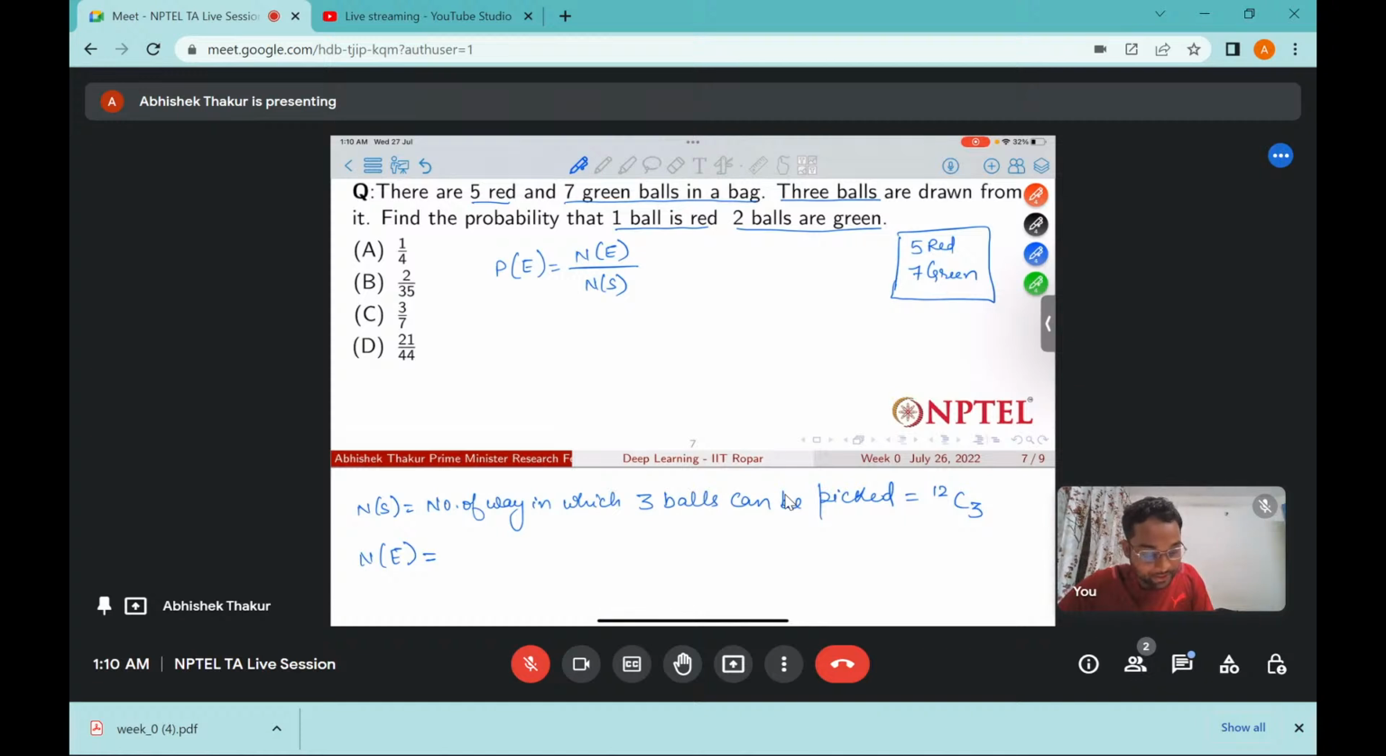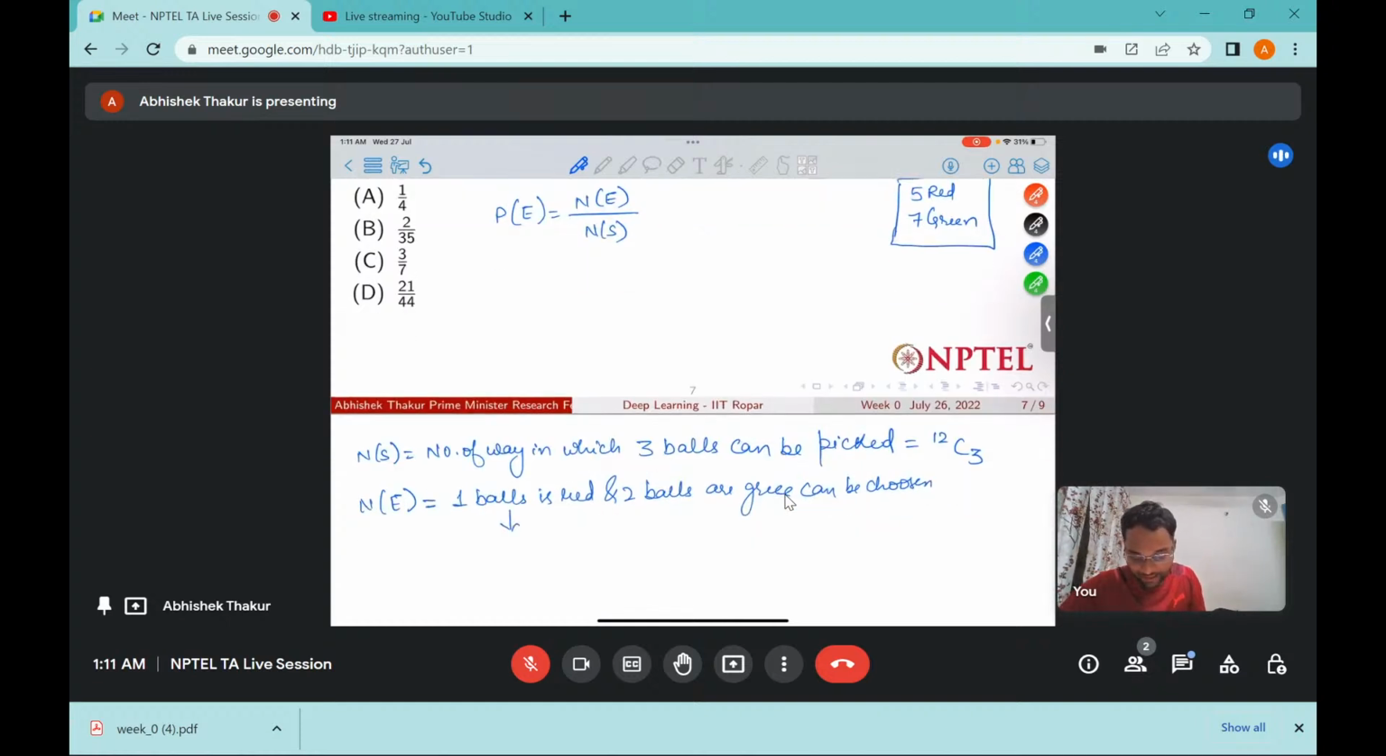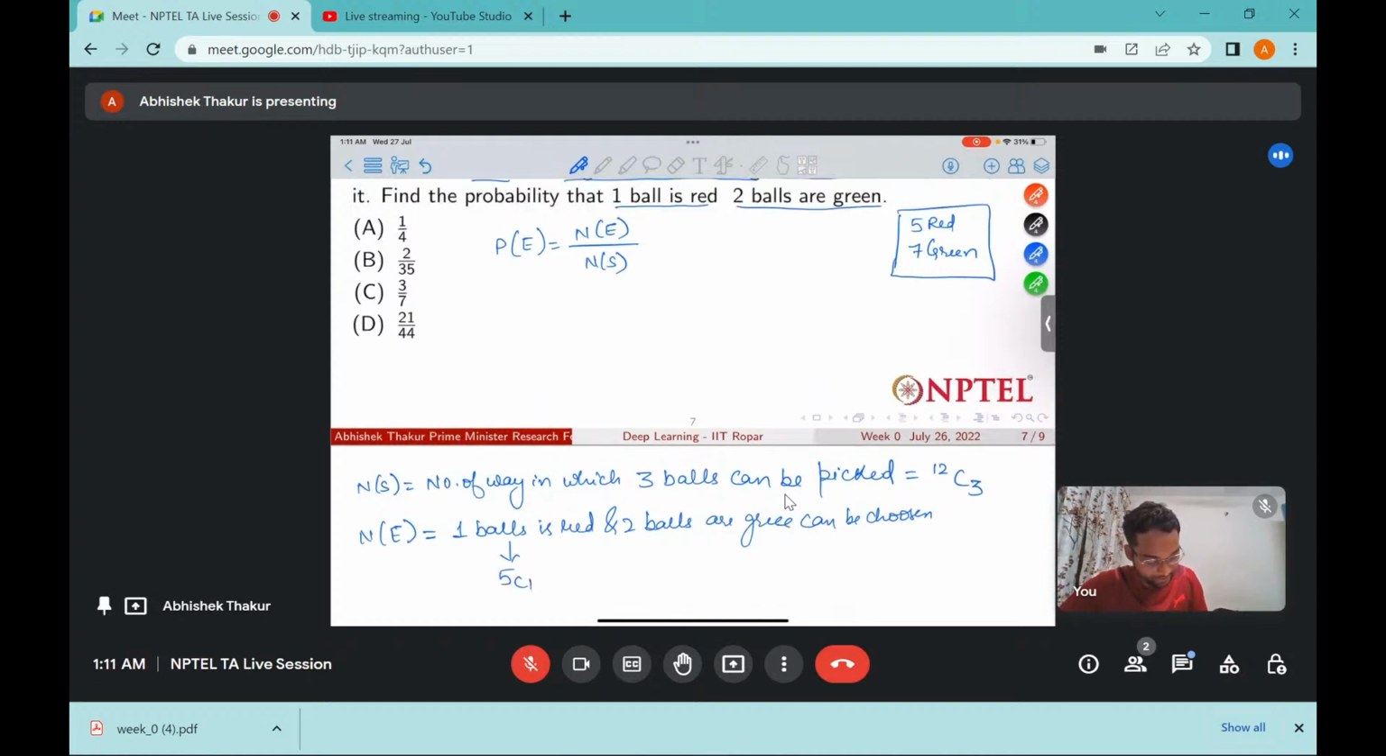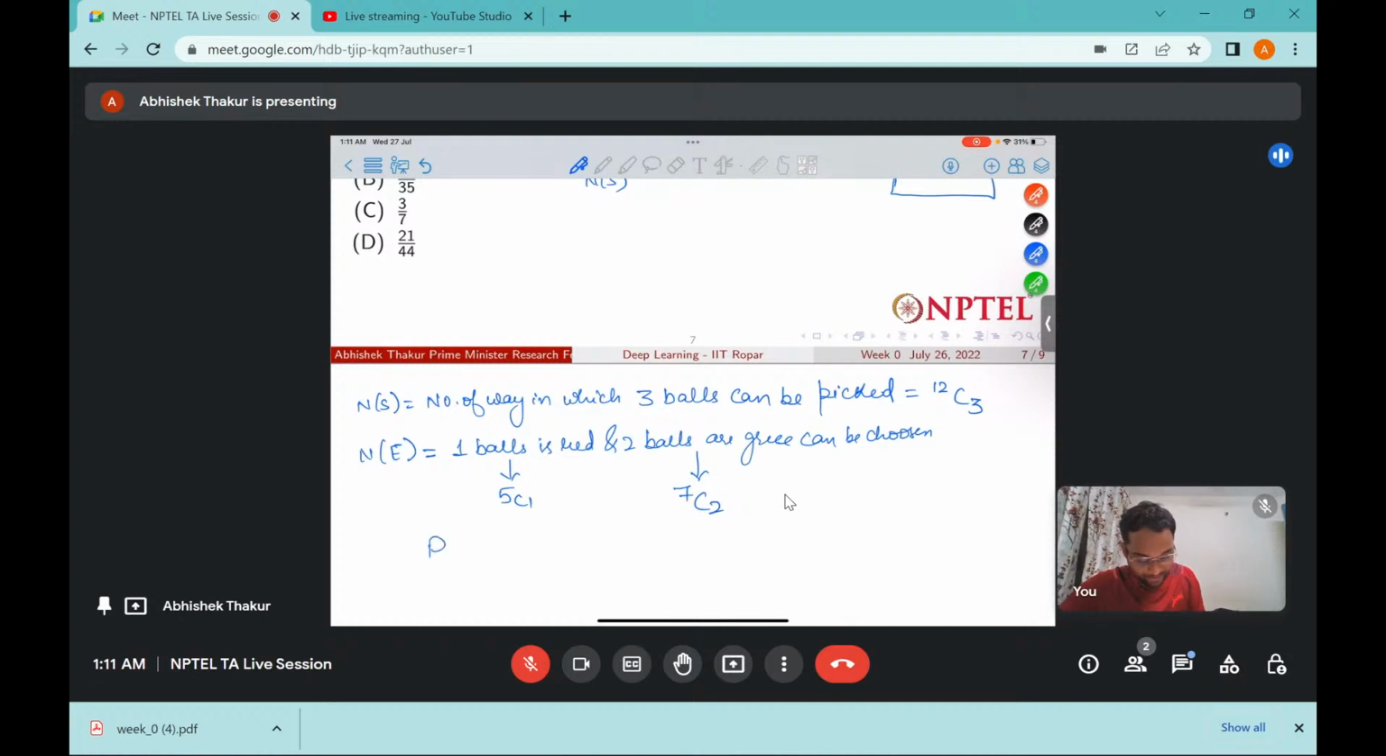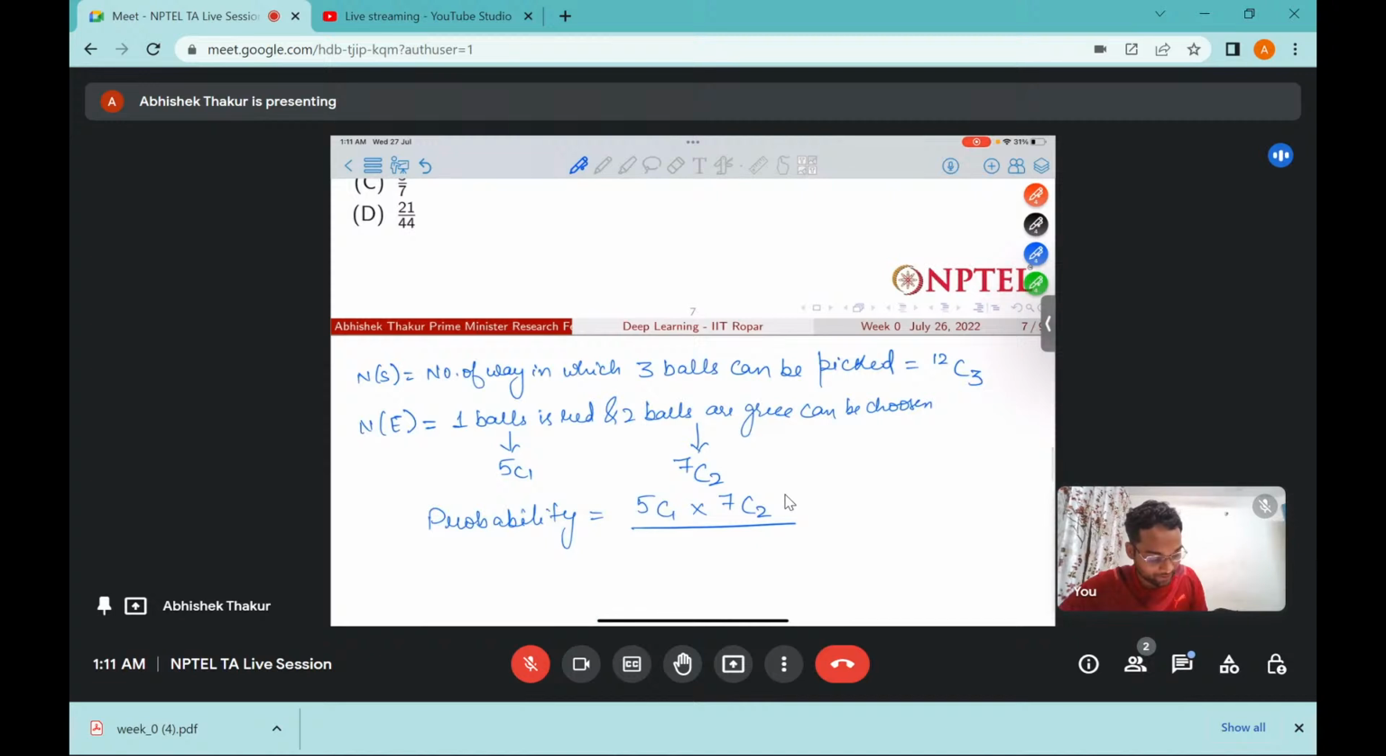what is the event here? Probability that one ball is red and two balls are green. One ball is red and two balls are green can be chosen. Like if one ball is red, how can it be chosen? 5C1. Two balls are green. How can it be chosen? Seven green balls are there, 7C2. So the given probability is equal to 5C1 into 7C2 divided by the total number of ways 3 balls can be chosen.